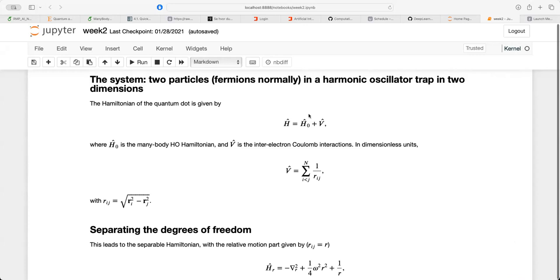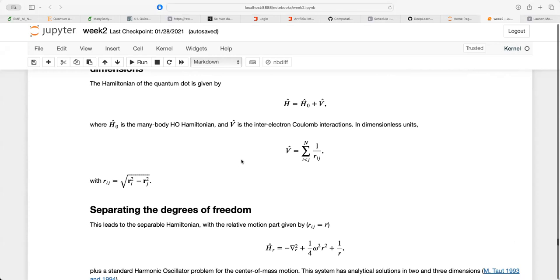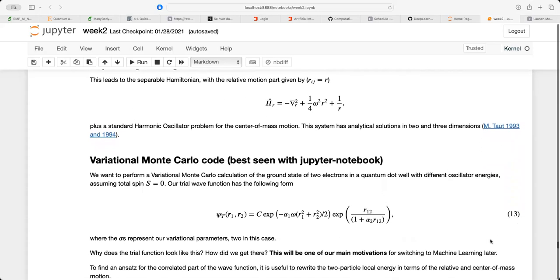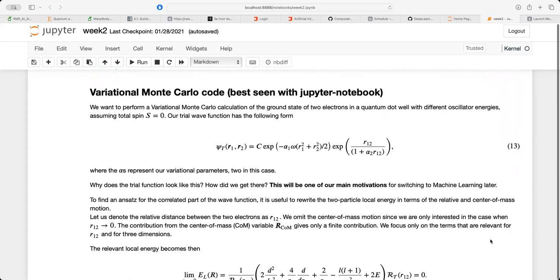So we have a non-interacting piece, which is the harmonic oscillator. And when we transform everything to relative coordinates, we can actually separate these degrees of freedom. So we would have an equation here, which you can solve analytically in 2 and 3 dimensions. The harmonic oscillator potential problem with a Coulomb interaction has been solved analytically by Michael Taut in 2 and 3 dimensions. And what we are going to do now is to have a trial wave function, and I will come back to some of these discussions.